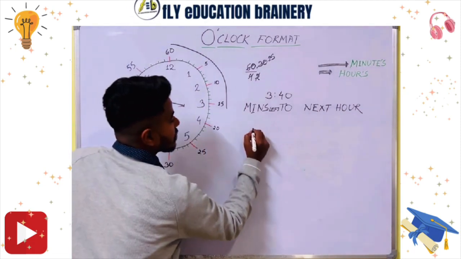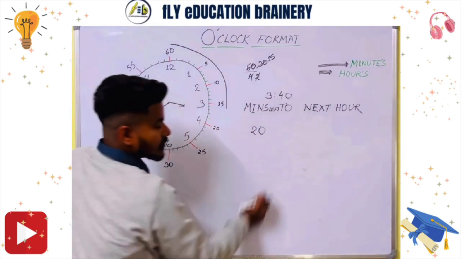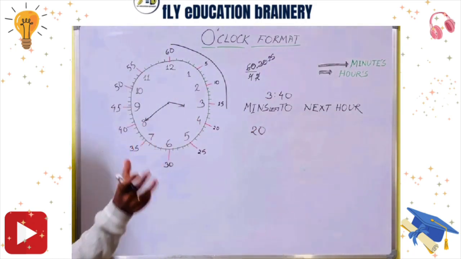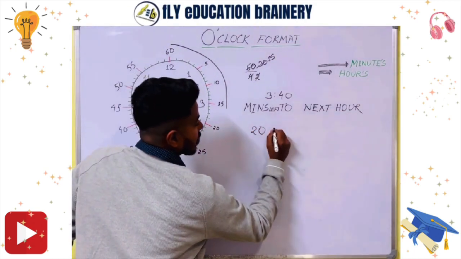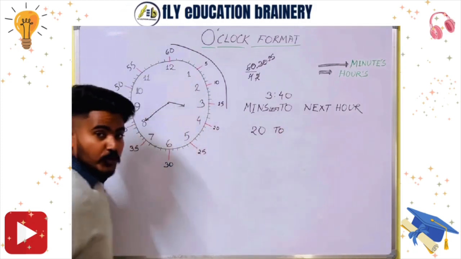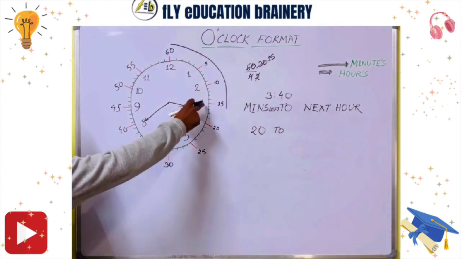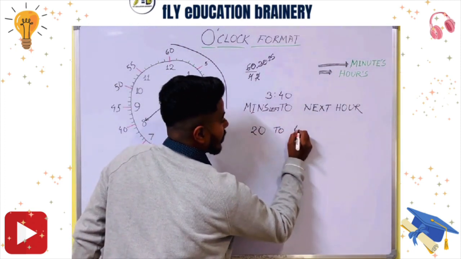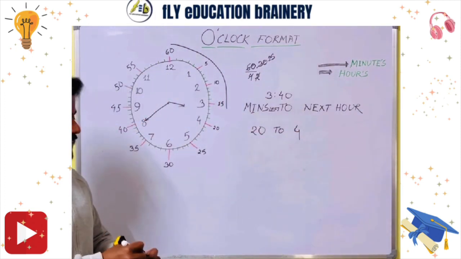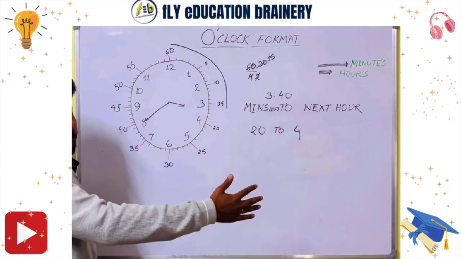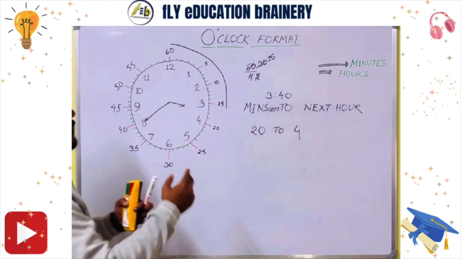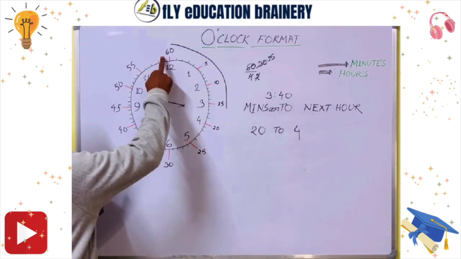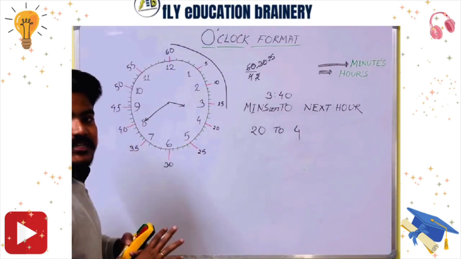So we will write 20 minutes are left for what? To. And what will be the next hour after 3? The next hour will be 4. So it is 20 to 4. And the same thing will continue till 3:59. Still the 59th minute, the same thing will get continued.